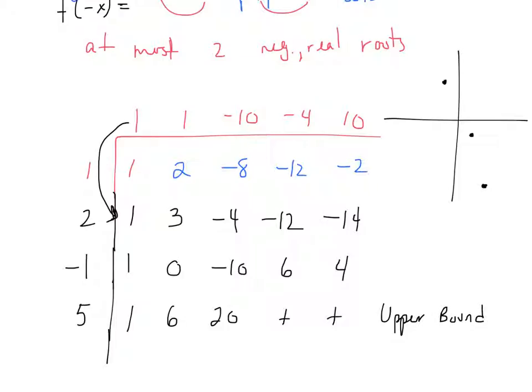Well, if that's an upper bound, what does that mean? What does that mean if there's an upper bound there? We should test numbers below it. Well, do we have any numbers below it?